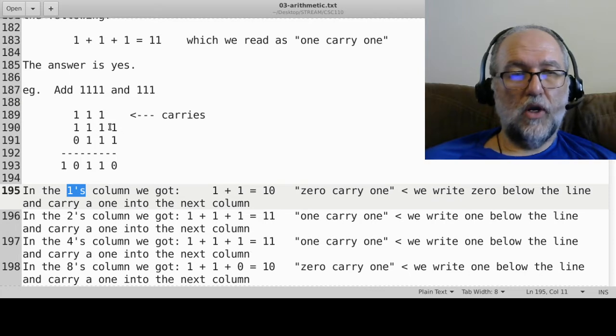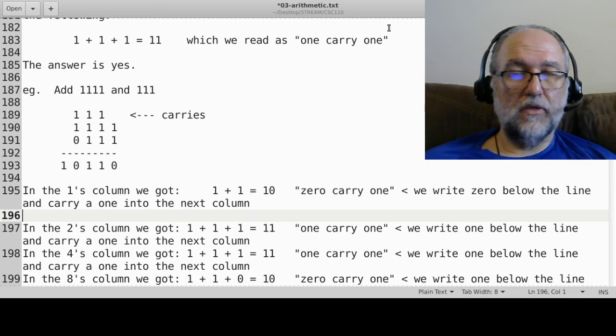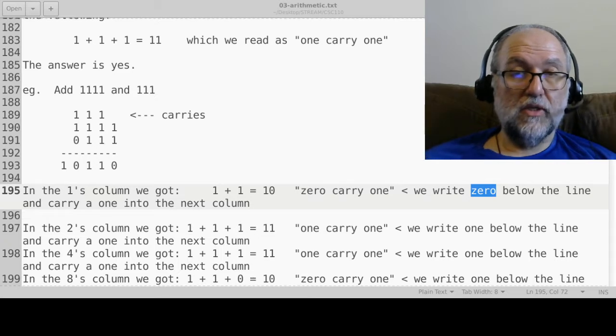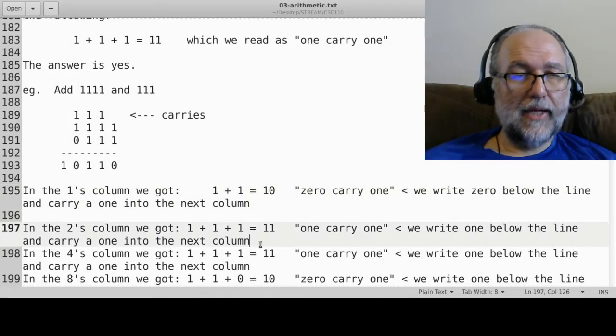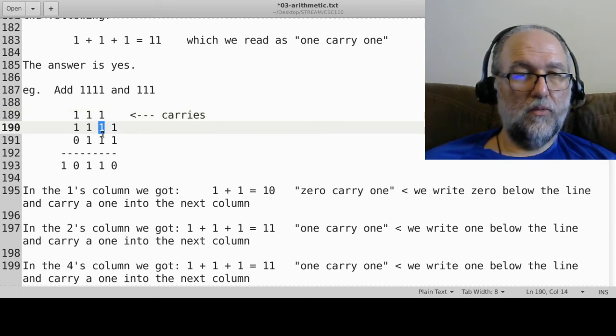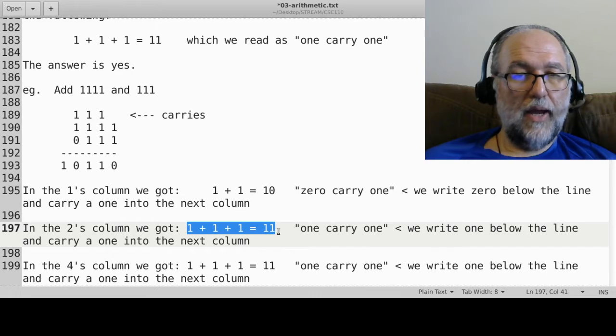When we were in the ones column, we started off with 1 plus 1 is 0 carry 1. We write the 0 below the line, and we carry the 1 into the next column, because 1 plus 1 is 1, 0. Then in the next column, the 2's column, we had the 1 that we carried and the 2 ones that were there from the numbers. So we go 1 plus 1 plus 1, and that gave us 1 carry 1.